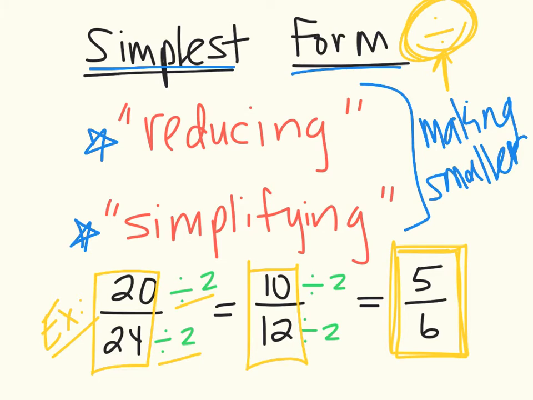I knew that 10/12 was also even. Both of those numbers were even, so I divided by 2 again and got to 5/6. If I take a look at 5/6, I see that there are no other common factors or common numbers between 5 and 6, so that is in simplest form.